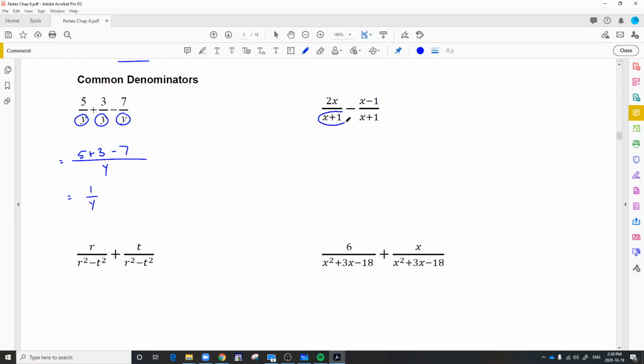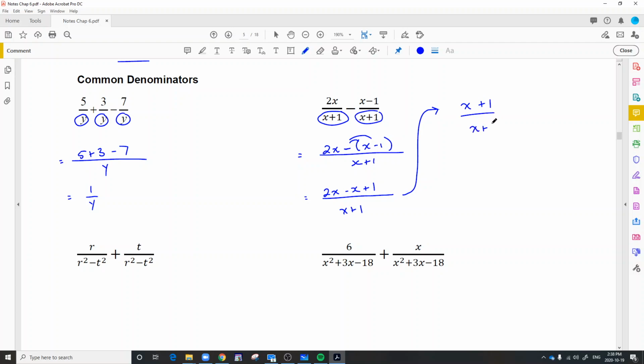This one, same thing. You have that common denominator, so I'm going to rewrite it with that common denominator. On the top, you have 2x, take away, now you're taking away this whole numerator. This is why this step's really important: when it's a subtraction, you have to make sure that you distribute the minus sign through the whole numerator. So this would be 2x minus x plus 1 over x plus 1. Then we get 2x minus x is x plus 1 over x plus 1. Because these are the same, x plus 1 divided by itself is 1.